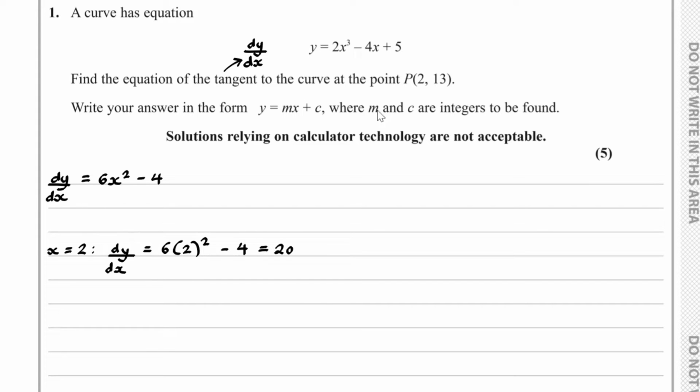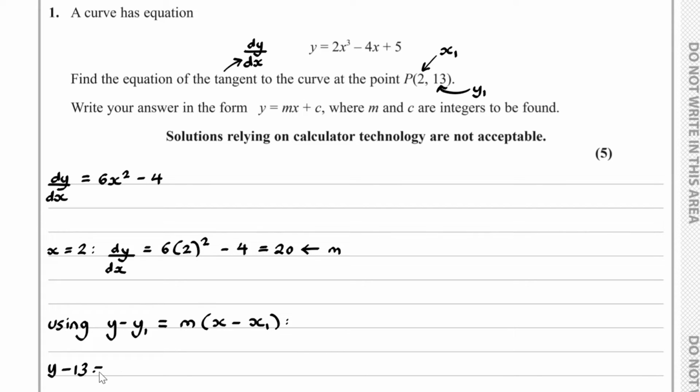And now to find the equation of the tangent, we can use y minus y1 equals m lots of x minus x1. So we see that x1 is equal to 2, y1 is equal to 13. We see the 20 represents the gradient of the tangent, which is m, and therefore substituting these known values, we end up with y minus 13 equals 20 lots of x minus 2.